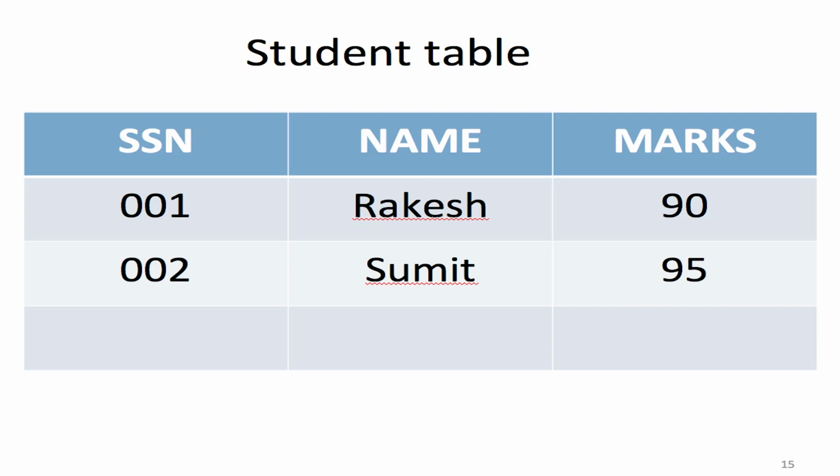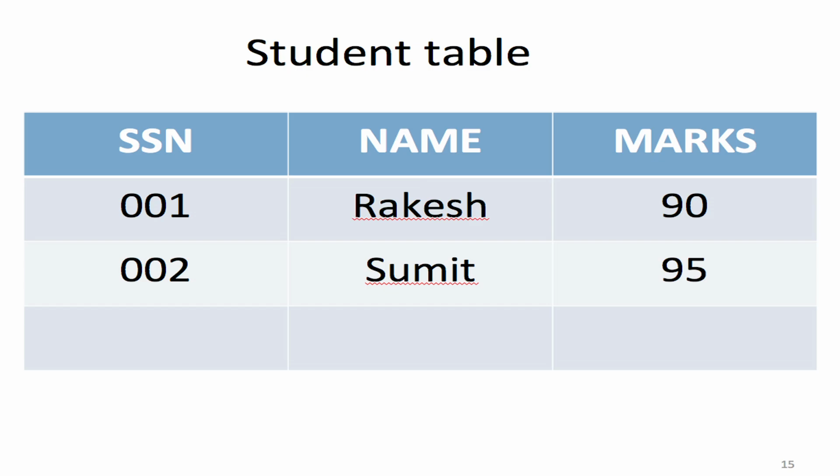Now see this example. Suppose we have this student table, and in this student table we have 3 fields: SSN, which is the student security number, the name, and the marks. So these are three fields, 3 columns: SSN, name and marks. SSN is the first column, name is the second column, marks is the third column, and we have 2 rows, 2 records here in this student table.